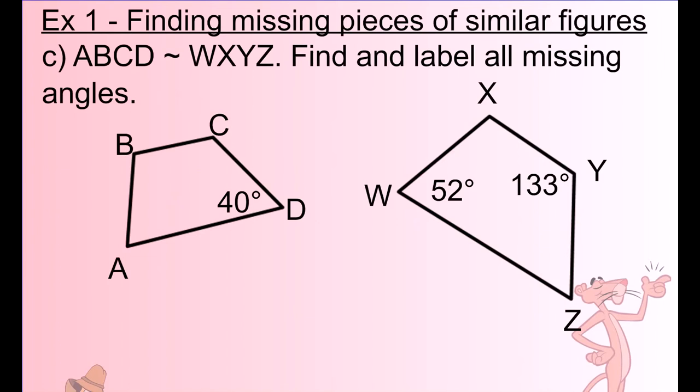Letter C. It says ABCD is similar to WXYZ. These appear to be just some random quadrilaterals. Find and label all missing angles. So if you could please right now, pause the video, try this problem on your own. Try to find what all of these missing angles are.